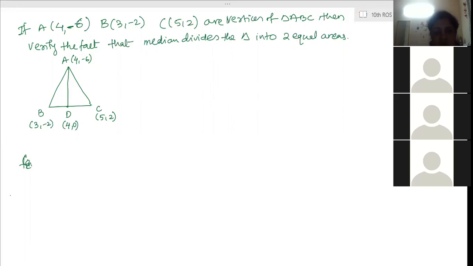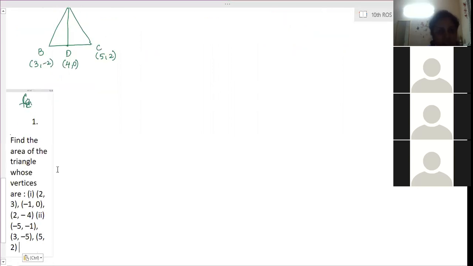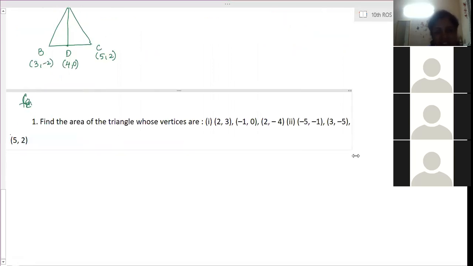Ma'am, the cursor is stuck for me. I can't see anything other than the triangle. Oh, okay, ma'am. Yes, yes. Now I can see.